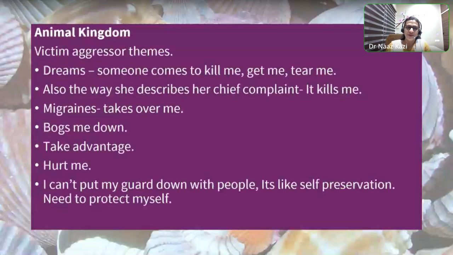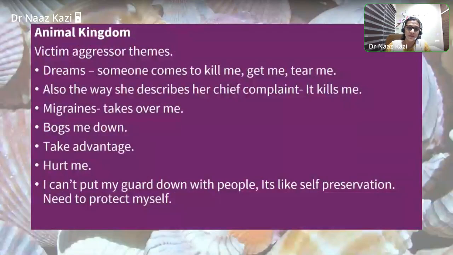So of course we have the animal kingdom words, right? We have the dream, someone comes to kill me, get me, tear me. Also the way she describes her chief complaint, it kills me, the migraines take over me, it bogs me down, they take advantage, they hurt me, I can't put my guard down with people, it's like self-preservation, need to protect myself, all the words in the case, right?